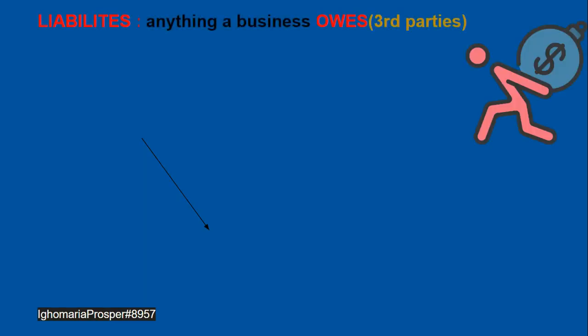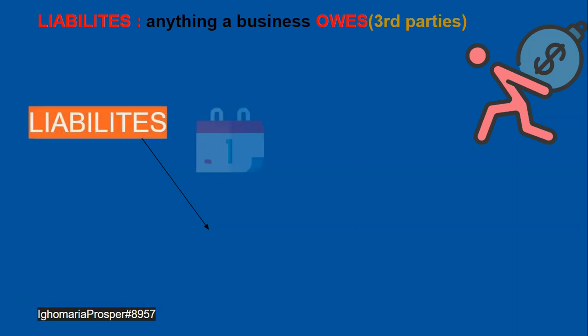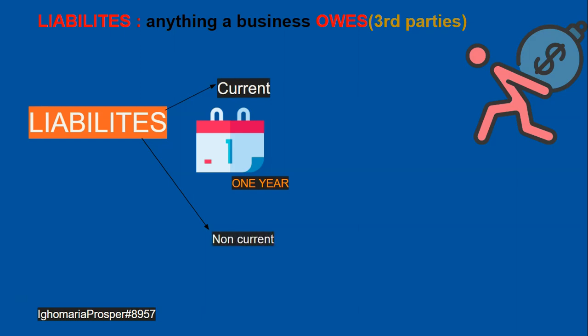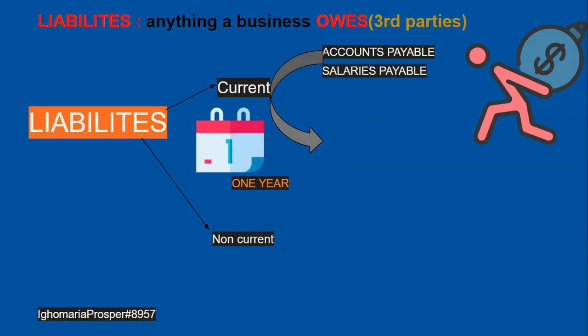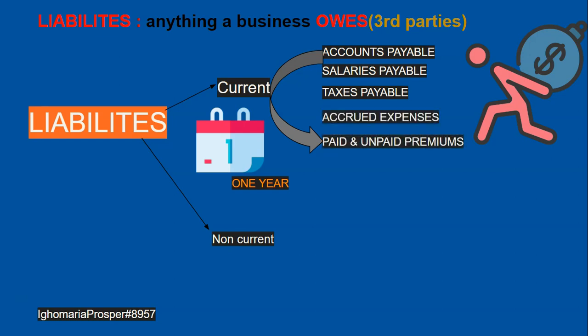And then next on the line, we have liabilities. As you can see from the picture, there's a man here with something like a weight on him. Anything the company owes third parties is called liability. So a third party could be the workers and other persons, as we'll see. We still use the 1 year time frame to differentiate liabilities. Based on that, we have current, then we have non-current. For current, we have accounts payable, salaries payable. We have to pay those who work for us. We have taxes, accrued interest, paid and unpaid premiums.